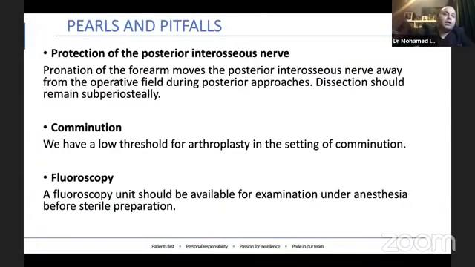What you should be wary of here while repairing this is, one, you have to be cautious with the protection of the posterior interosseous nerve. Pronation of the arm would move the nerve away from the operative field. Always remain subperiosteal whenever you're dissecting any of these. You have to have a low threshold for arthroplasty if there is comminution. Fluoroscopy is important, and I always examine these patients under anesthesia whenever I have to. Actually, all the time I do that.